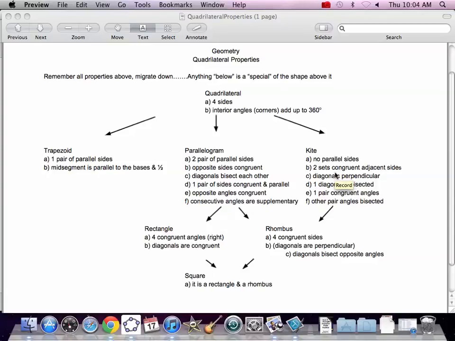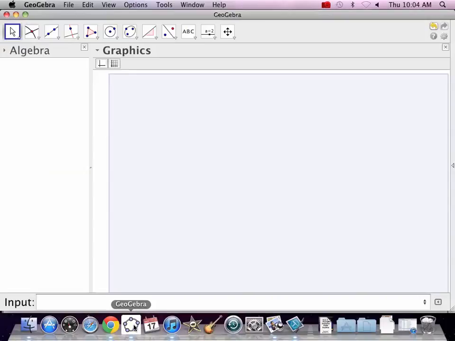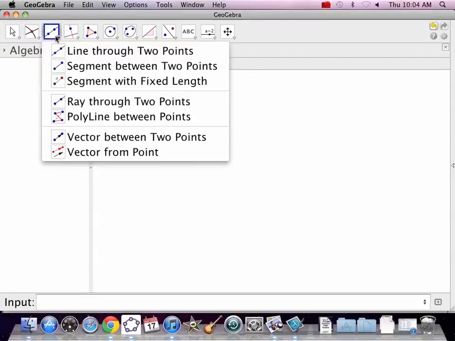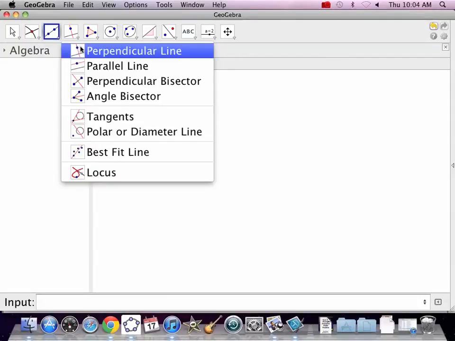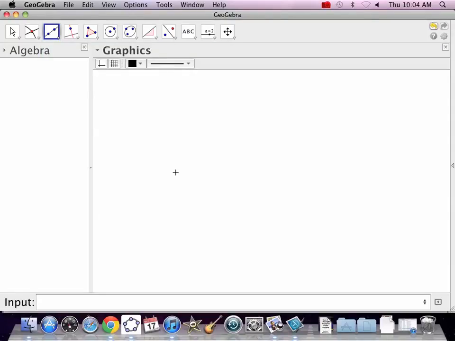We are going to construct a parallelogram another way. We are going to do two pair of parallel sides. So we go to our handy dandy GeoGebra, and we need to draw parallel sides, two pair. So that's going to take a few circles. Hopefully it won't get too messy for people.